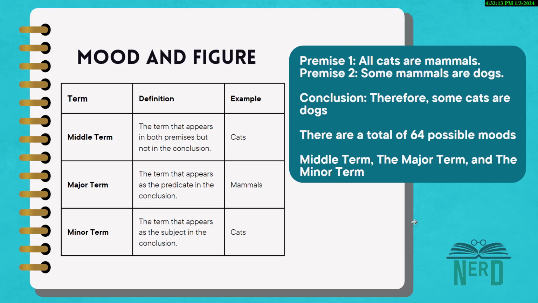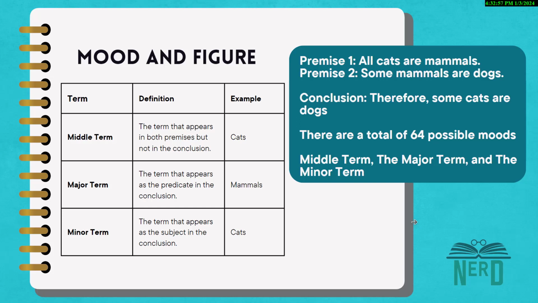So this is just an example, and here as you can see in your table we have the terms. Remember every syllogism has these terms: middle term, major term and minor term. And middle term is what? The term that appears in both premises. Like you see cats in premise 1 and the conclusion, right? So in two statements we find cats. And major term is what? The term that appears as the predicate in the conclusion. Like here mammals.